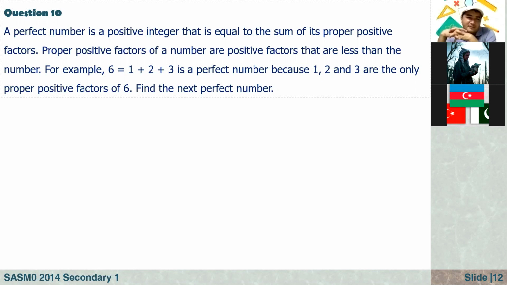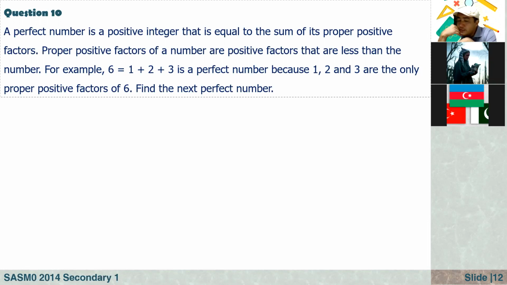A perfect number is a positive integer that is equal to the sum of its proper positive factors. Proper positive factors of a number are positive factors that are less than the number. For example, 1 plus 2 plus 3 is 6, a perfect number, because 1, 2, and 3 are the only proper positive factors of 6. Find the next perfect number. Okay, here it is just giving a definition.